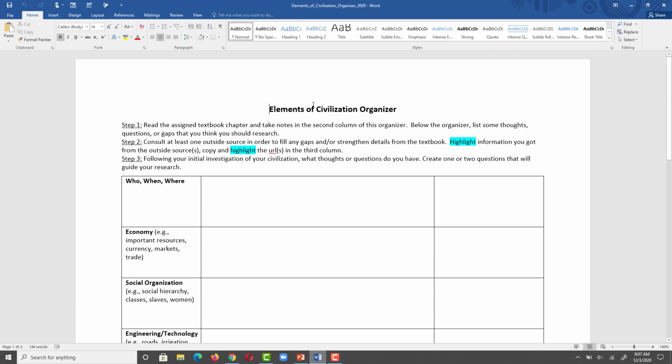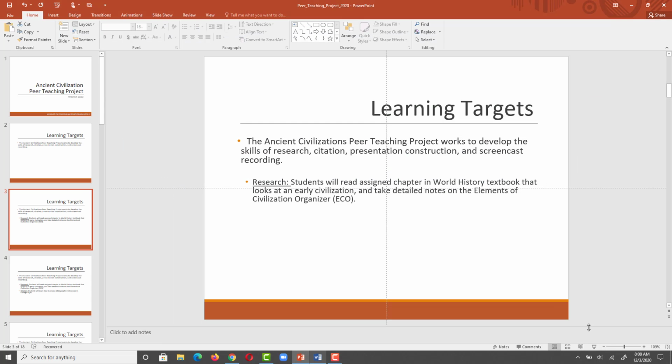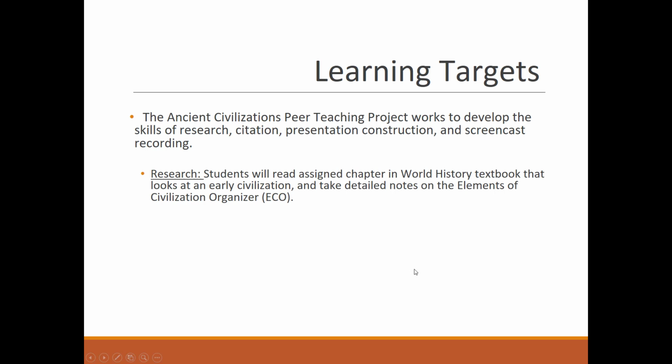Do take a look at the other requirements here. I just wanted to talk about what the categories of the elements of Civ are. All right, let's go back here. So research: you'll read and chart the text that I give you, and then you'll have an opportunity to pursue at least one outside source. I mentioned this, citations: bibliographic reference in Chicago style.